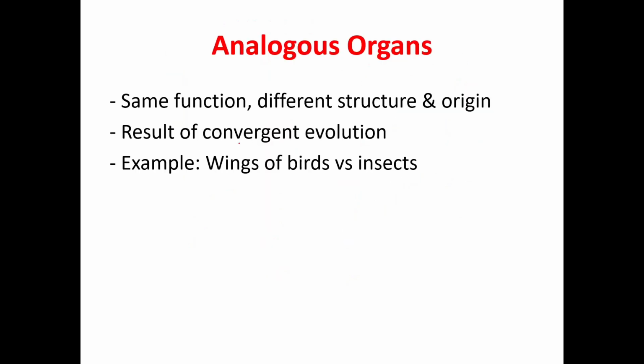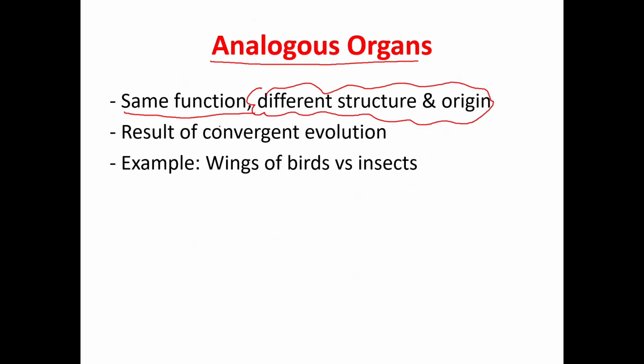Come to analogous organs. Analogous organs are the opposite of homologous organs. Basically, analogous organs are organs that look similar and do the same function, but their structure and origin are different. So same function but different origin and structure. This results in convergent evolution. In our upcoming slides, we will look in depth at what convergent evolution is.